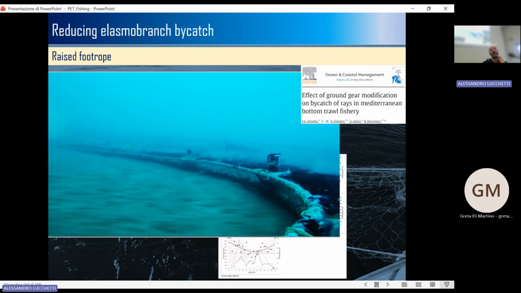Here they catch something different, not common sole. Even if also here the common sole is not the main target of bottom trawling. They are using bottom trawling for other species also here. Common sole, they catch some, but it is not a target.